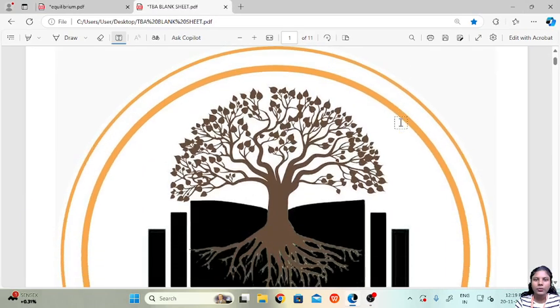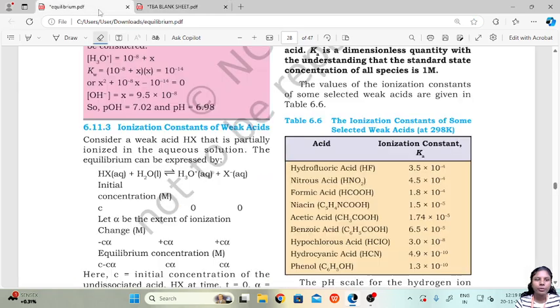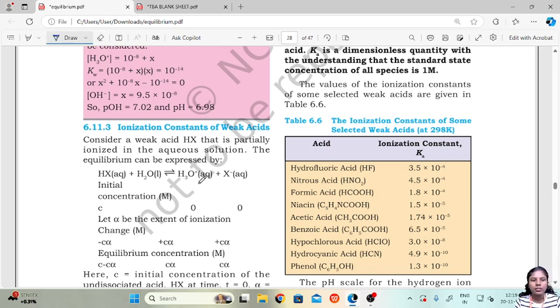My name is Amisha Plaso, and in today's video we'll continue with our class 11 chapter 6 equilibrium. So now in today's video we will talk about the ionization constants of weak acids and bases.